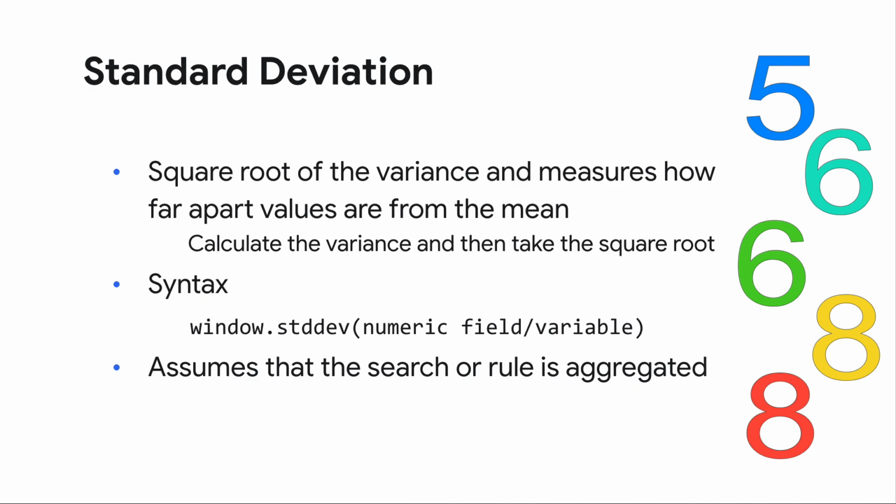Similar to variance, we don't need to do the math to get a standard deviation calculation. We just need to use the syntax window.stddev, standard deviation, followed by the numeric field or variable. This function also assumes that the data in the rule or search is being aggregated, which means that there's a match section, and this function will be used in the outcome section. Let's use these functions in a search and then in a rule.